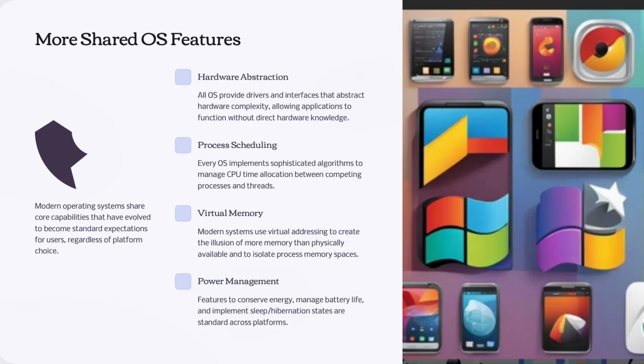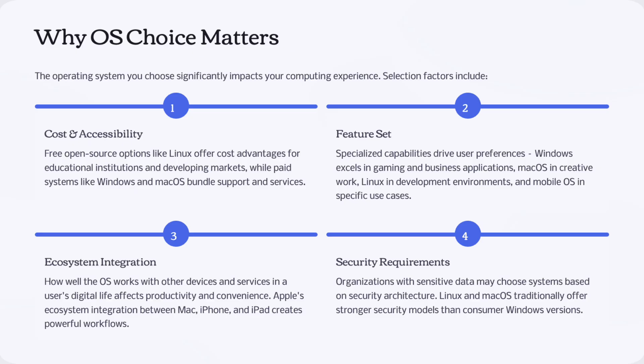More shared operating system features. Modern systems also standardize hardware abstraction, process scheduling, virtual memory and power management. These features, though unseen by end users, ensure efficiency, stability and portability across platforms. And next, let's get into another slide.